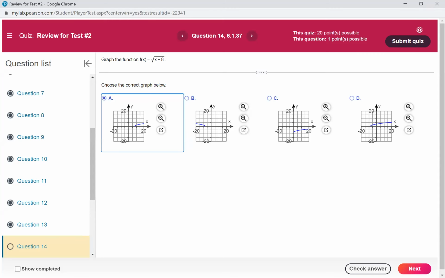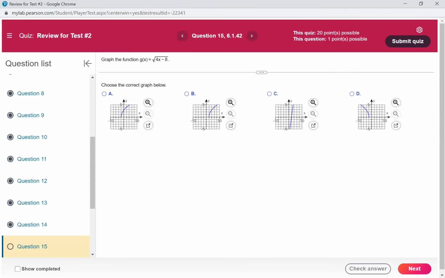Alrighty, y'all. So then we're gonna hit next. So this is the same thing. So I got g of x equals the square root of 4x minus 8. So let's go graph that and see what we got. We got A, B, C, and D on this one. It'll never be C. It'll never be the straight line, okay? There's no way a radical can ever give you a straight line. So it's got to be A, B, or D. So let's go graph that in our calculator and see what we get.